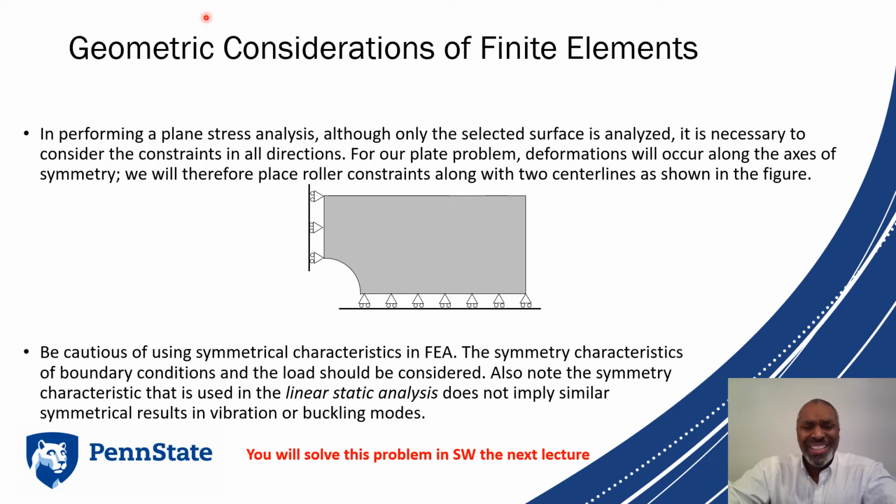We do this, in this case, with roller constraints because we expect that this plane can't move to the right, but it may move up and down. The same thing here. This plane can't move off the surface, but it may move left and right as it expands or contracts. So we have to account for that, and rollers do a good job.